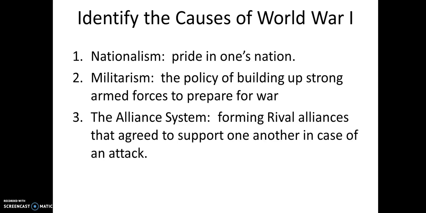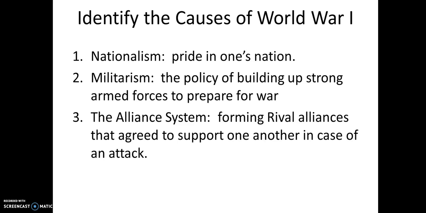So militarism is another source of tension. Militarism is the policy of building up strong armed forces to prepare for war. It's kind of like, you don't want to mess with me, look at how tough I am. So European nations expanded their armies, expanded their navies. Germany built up its navy, then Britain's like, oh, we see you, Germany, we're going to add up our navy too. And they're not going to get along, because they're building up each other's weapons. By building up each other's weapons, they're basically ready to go fight one another.